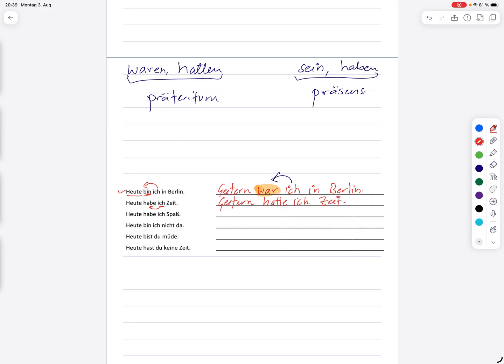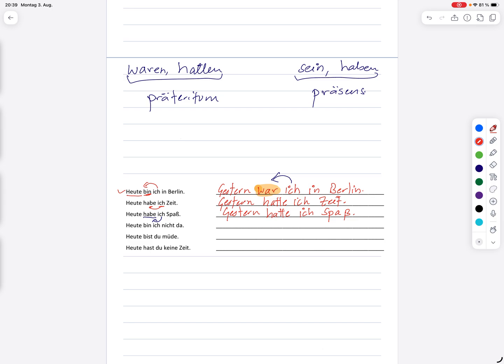So now the third example, "Heute habe ich Spaß." Today I have fun. So again we will do gestern, yesterday, "hatte ich Spaß." So here it was haben, which was conjugated with respect to ich, but in the past form we will have hatten, which we will conjugate with respect to ich. So I have "hatte ich Spaß."